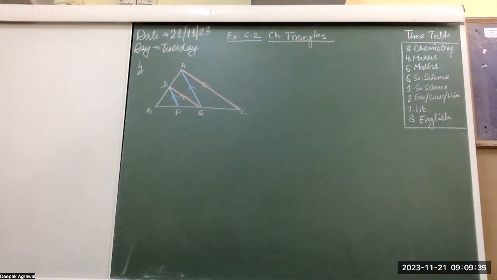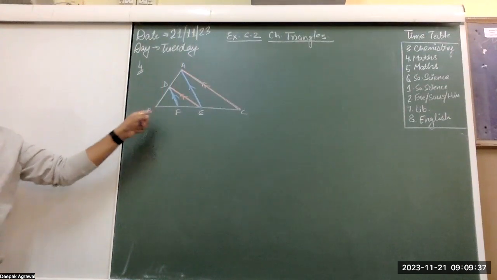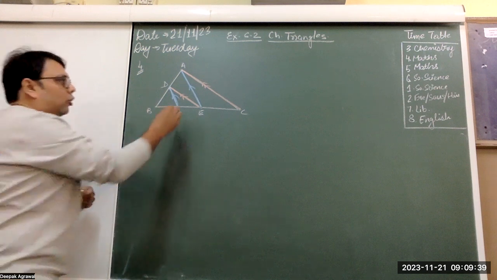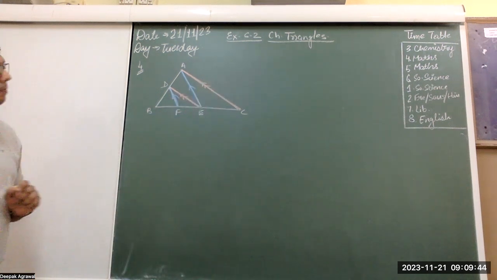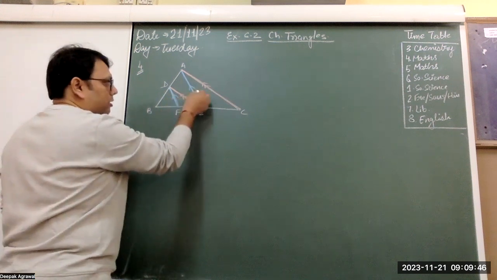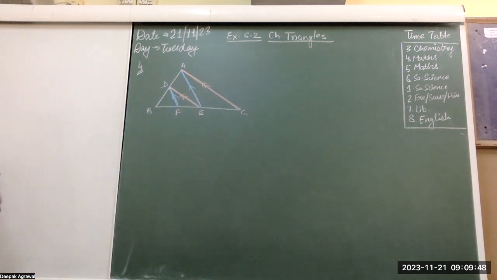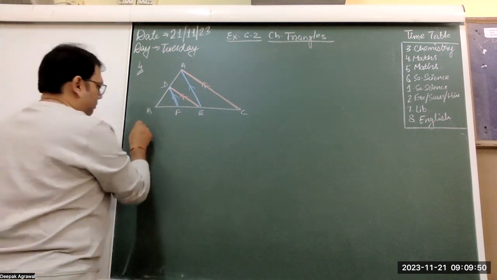This is question number 4. We have been given this triangle. Both the pink lines are given parallel in the question, okay? And both the blue lines are given parallel in the question, okay? And we have been asked to do something.